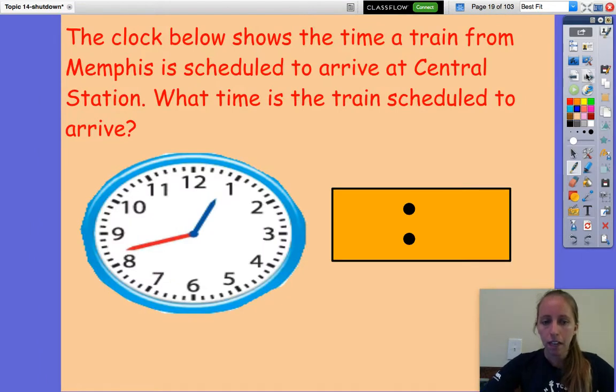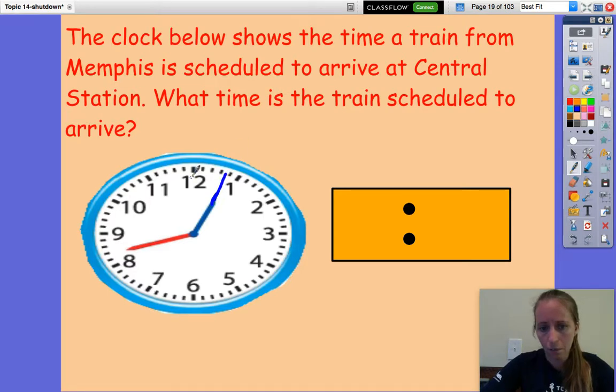Okay. The clock below shows the time a train from Memphis is scheduled to arrive at Central Station. What time is the train scheduled to arrive? Let's practice telling time. Okay, I know that we need to start with the hour. We're going to start with the shorter hand. That's the hour hand. It's in between. If I were to draw a line, right? I'm going to try my best.